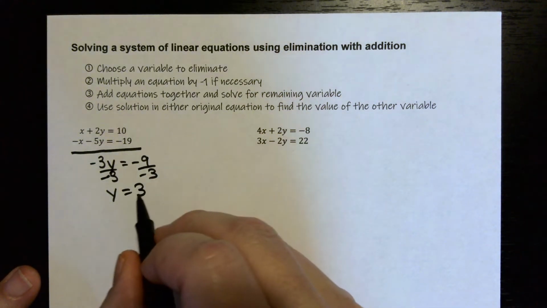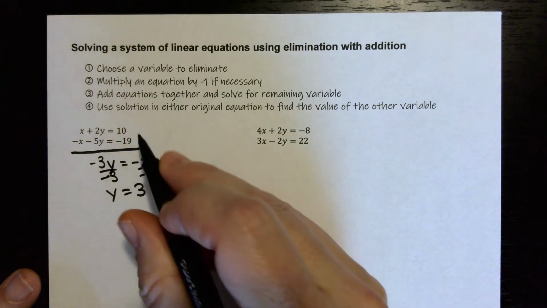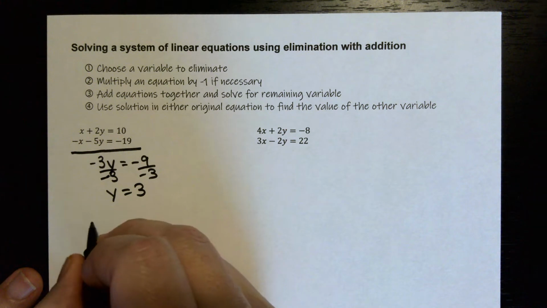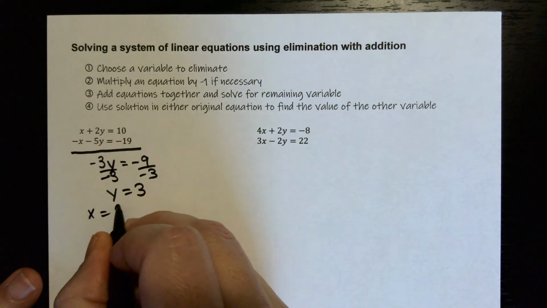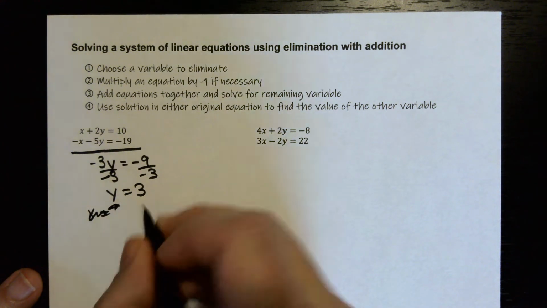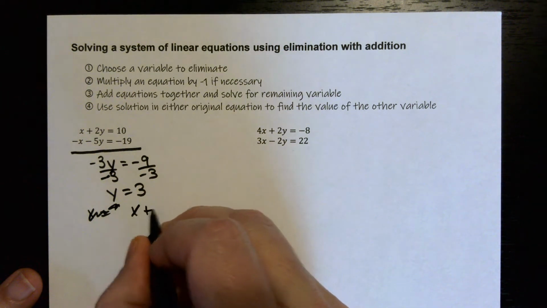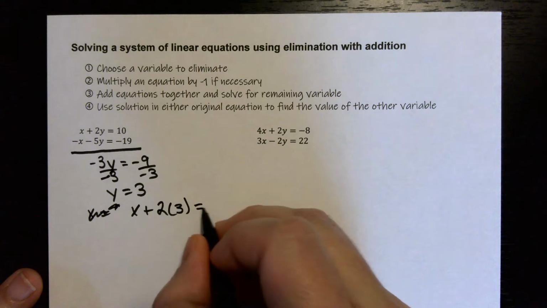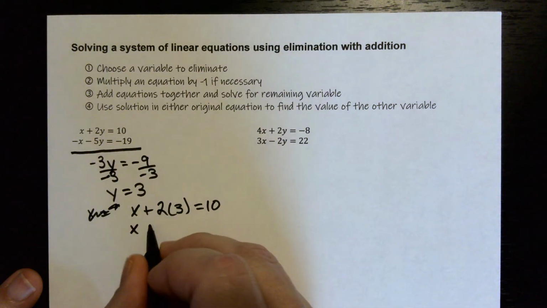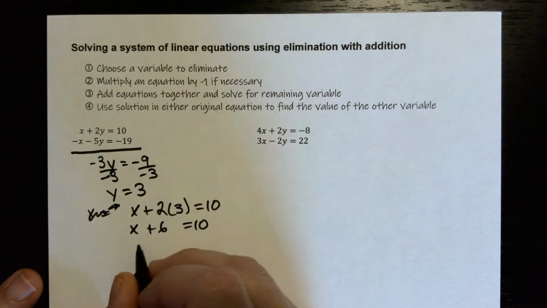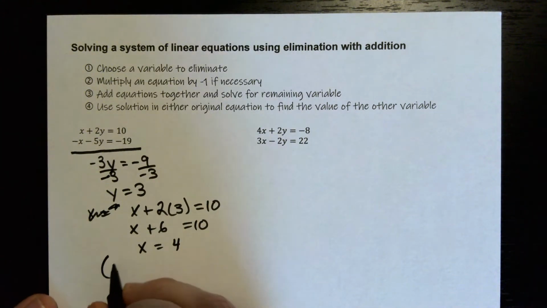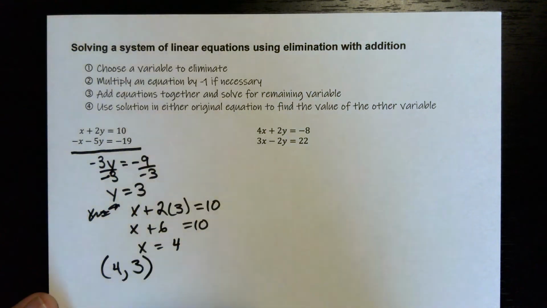Now we need to take that and plug it into either one of these to get what the value is for x. So I'll just choose the top one. So it would be x plus 2y, but instead of 2y, we're going to write 3 equals 10. So that's x plus 6 is equal to 10. So that's x is equal to 4 when we subtract the 6 to the other side. And that gives us 4, 3 as our solution.